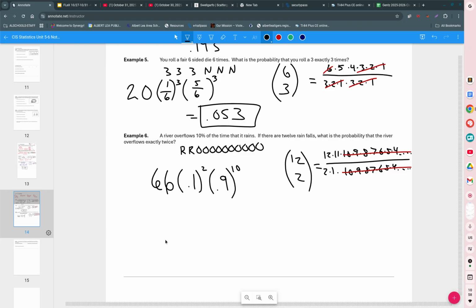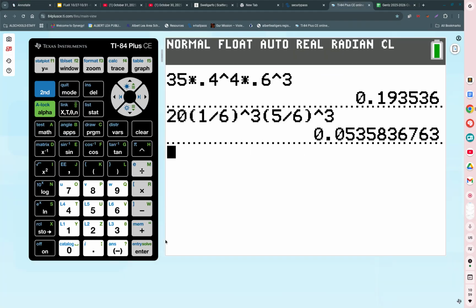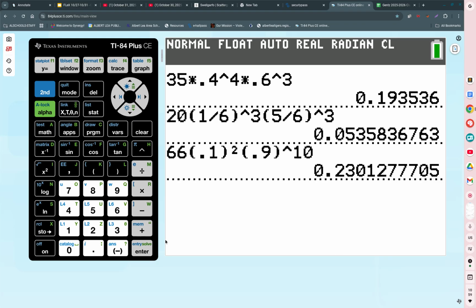One last thing I'd like to show you before we go over this problem, as I have it set up here, is sometimes people wonder, well, what do you choose? Is it 12 choose 2 or is it 12 choose 10? 12 choose 2 is exactly the same as 12 choose 10. It doesn't matter how you set it up, they will be the same. Okay? You end up with the same numbers in the denominator, so it doesn't matter. See that? As I multiply it out, I've got the 66 out front. 66 times parentheses 0.1 raised to the second power times 0.9, and we're going to raise that to the 10th power. And I've got a grand total of 0.23.